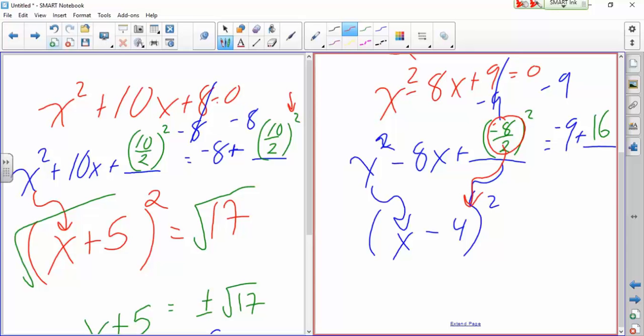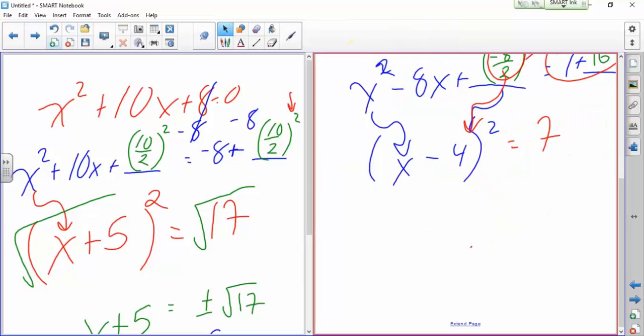I want to make sure everybody's clear. All right, so what's this now? 7. All right, so it's equal to 7. So what do we do next? Actually, why don't you go ahead and tell your neighbor what you do next and do it.